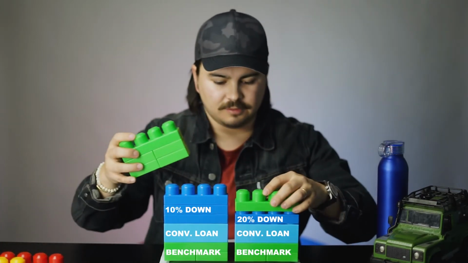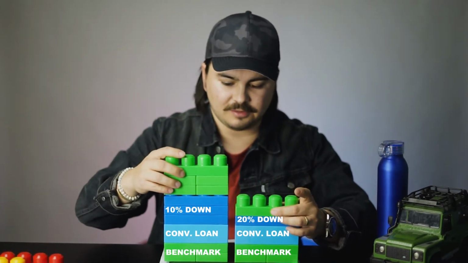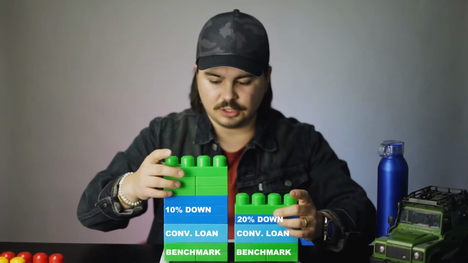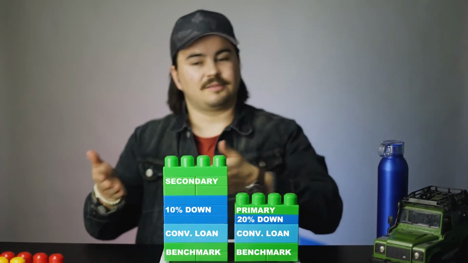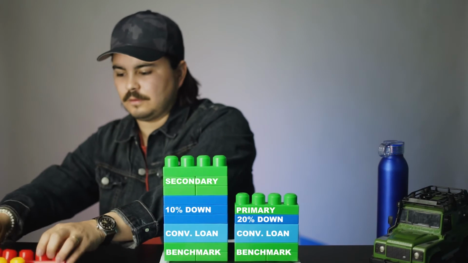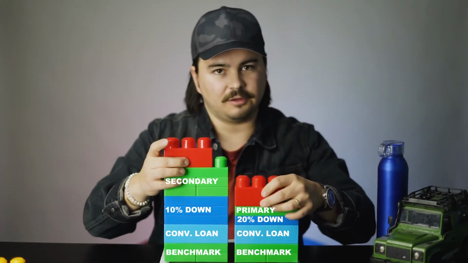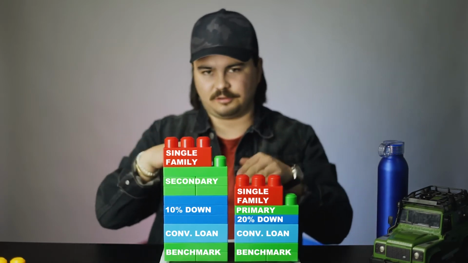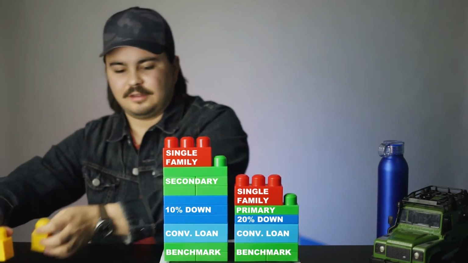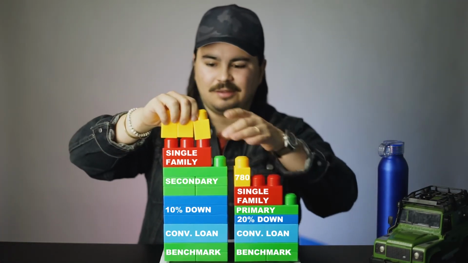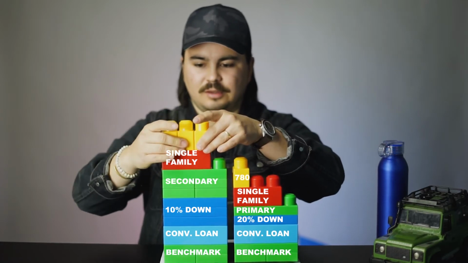Borrower 1, let's say, is buying a primary residence where he's going to live in it, and borrower 2 is trying to buy a secondary home. Okay, let's go ahead and say they are both single-family homes, so same risk factor there. But lastly, let's say borrower 1 has a 780 credit score and borrower 2 has a 720 credit score.